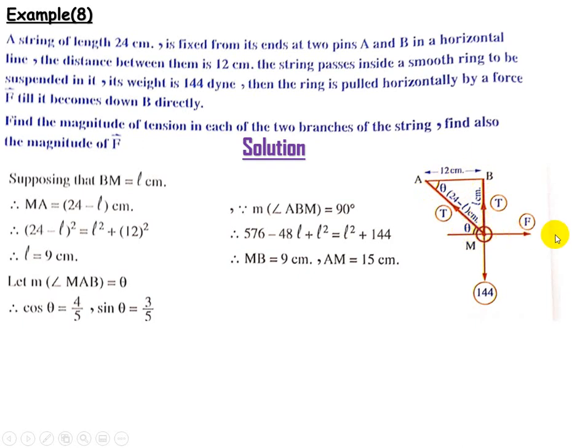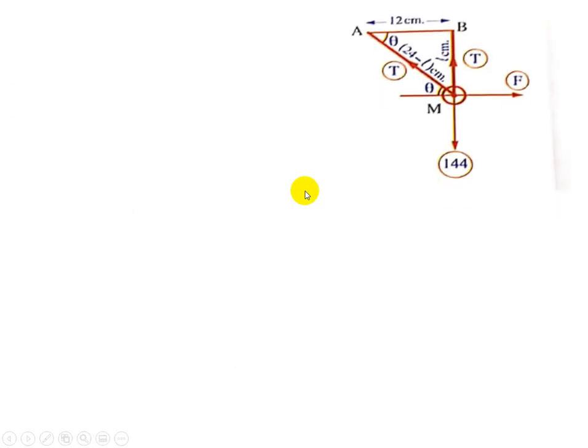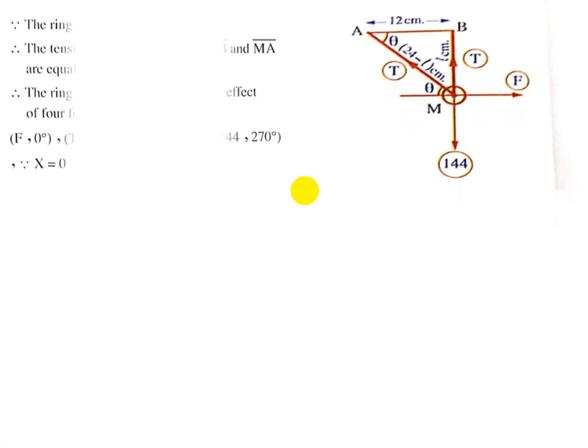The force here is horizontal, and there exists a weight of 144 dyne. So sine theta equals BM over AM, which means sine theta equals 9 over 15, which means 3 over 5, and cosine theta equals 12 over 15, which means 4 over 5. But we have here 4 forces, T and 144, and F and T. So we will use the idea of the previous lesson, lesson number 3, concurrent forces.